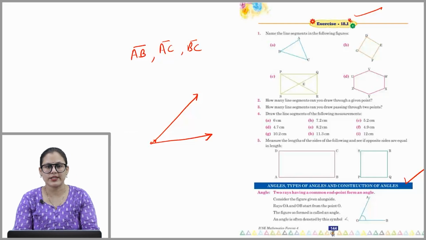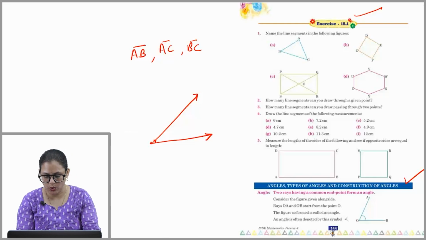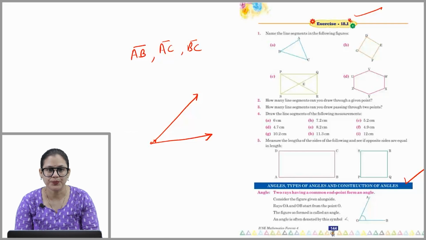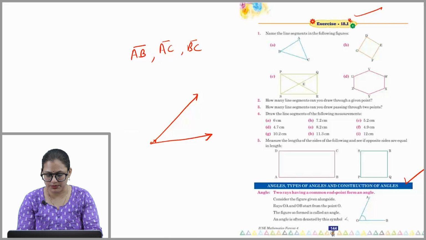Consider the figure given alongside. Rays OA, OB start from the point O. The figure so formed is called an angle. An angle is often denoted by this symbol. This is the symbol of angle, okay.